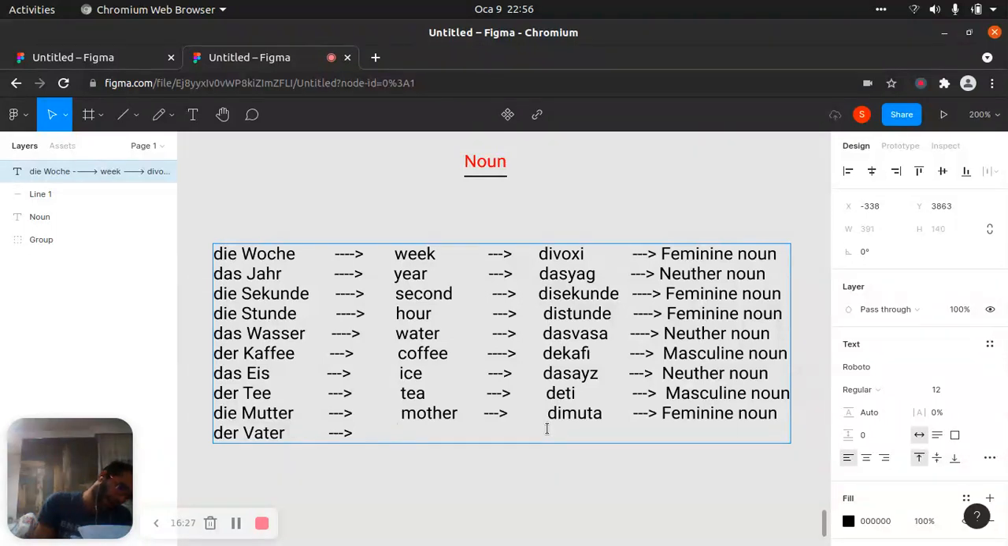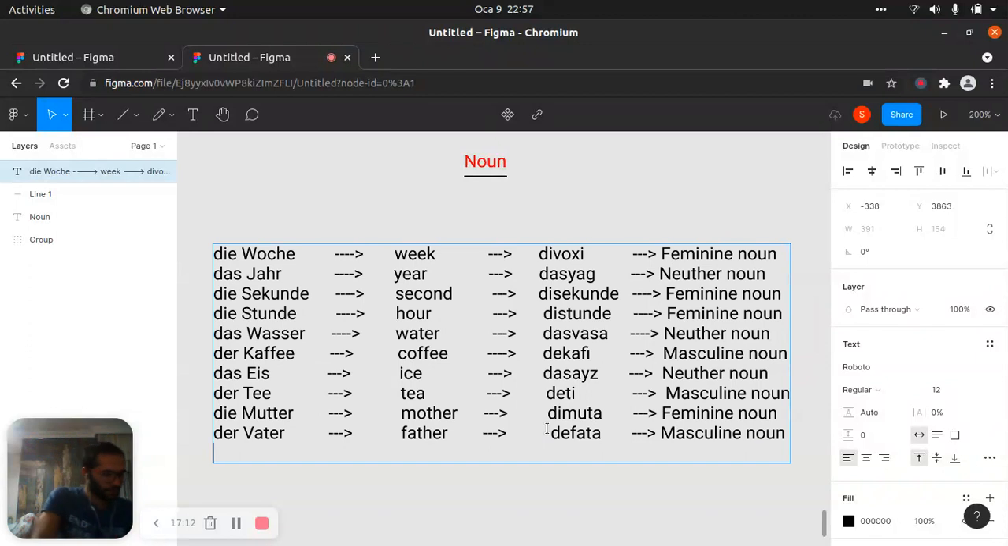Fati, right? The Fati and the Father is different, I think. One is the father, another one is. I don't know what father is. Let's come here. This one is like der Vater. And this is a masculine noun. Masculine noun. Right.